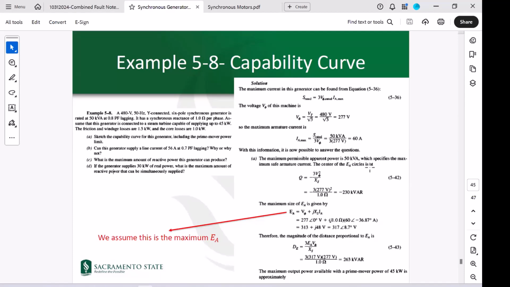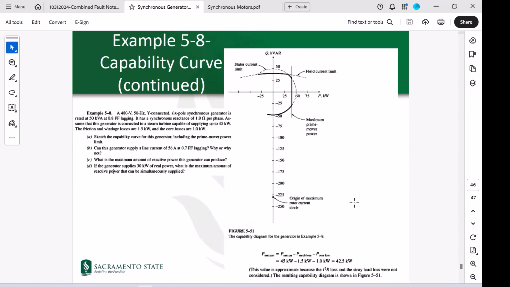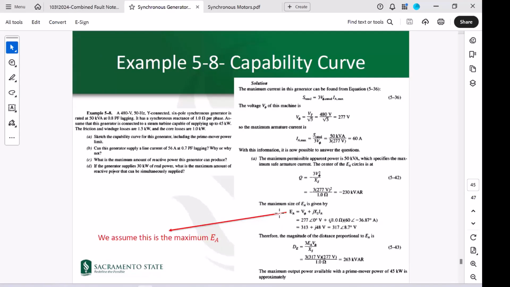And the center of EA would be minus 3 V phi squared over XS. So V phi is coming from here. XS is given to us here. So this gives us the center point at minus 230 kilovars. So this is minus 230 kilovars. If you go down, this is the origin of the maximum rotor current.